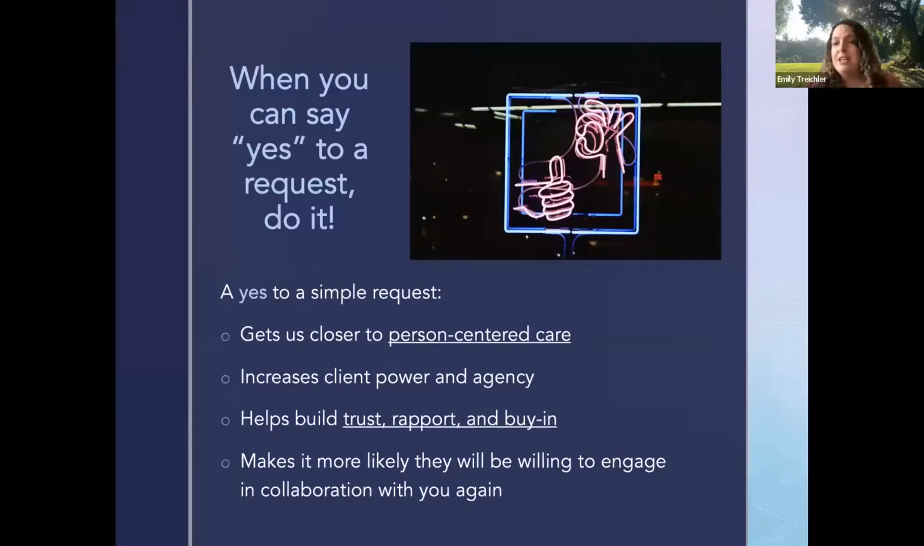When you can say yes to a request, let's do it. If someone asks you for something, you can do it. My recommendation is just do it, as Nike would say, I guess.